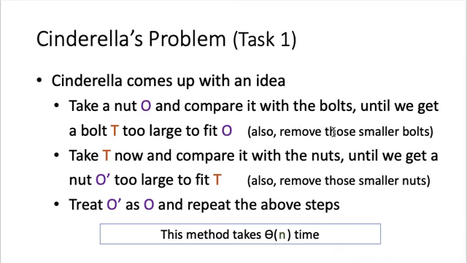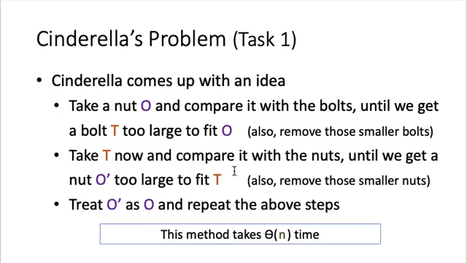Now, along the same way, when we use this nut O to compare with the bolts, we will, along the way, get some smaller bolts. In that case, we know that these bolts are not going to be the largest bolt, so we are going to discard them. So at some point, we will get a bolt T, which is larger than this nut O. We now use this T and switch roles instead. We will now take this T and try to compare it with the nuts.